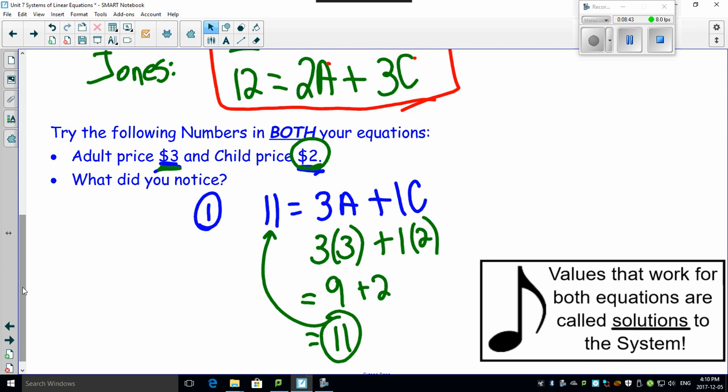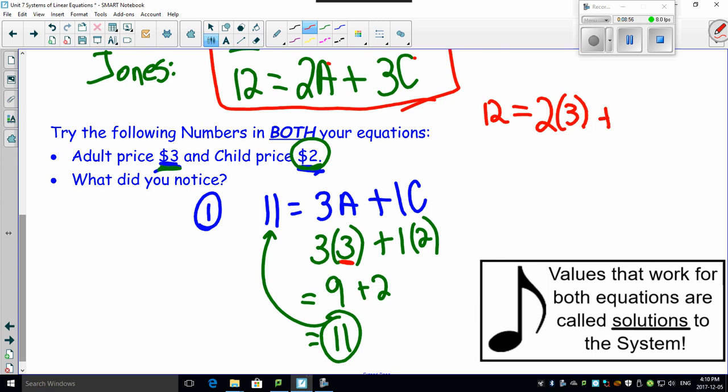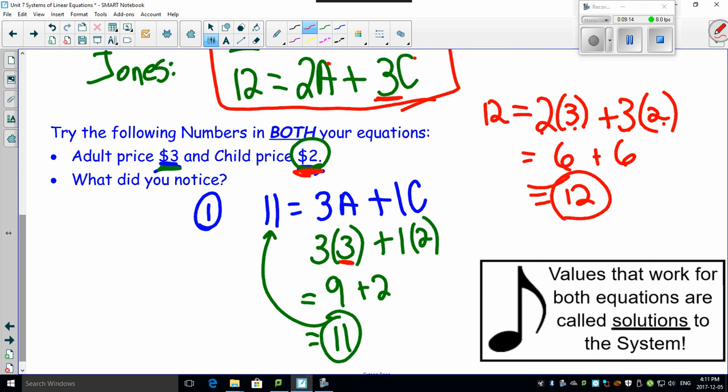Now, check this out. If we do the Jones family now, the Jones family says 12 equals 2. What were the adult prices again? Oh yeah, 3. 3 for the adult prices, plus the child prices, she's got 3 children, and the child prices here were $2 each. So put in 2. Let's see, 2 times 3 is 6, plus 3 times 2 is 6. Add them together, that gives you 12. Oh, look at that. They match.